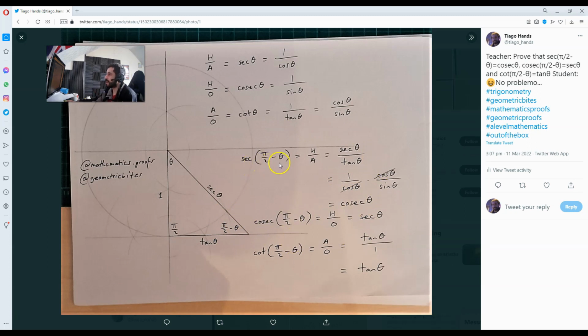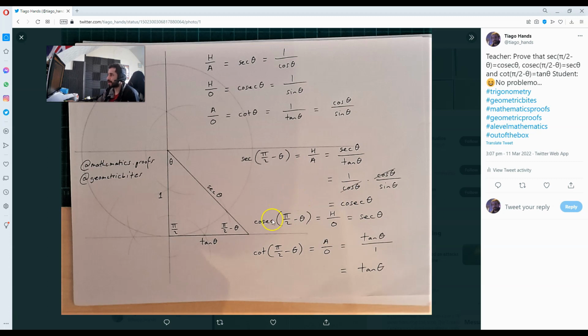So sec(π/2 − θ) is equal to hypotenuse over adjacent, and that is sec θ over tan θ. This is going to give us 1 over cos θ times cos θ over sin θ. The cos θs cancel each other out, and because 1 over sin θ is cosec θ, we get cosec θ. So we've proven that sec(π/2 − θ) is equal to cosec θ.